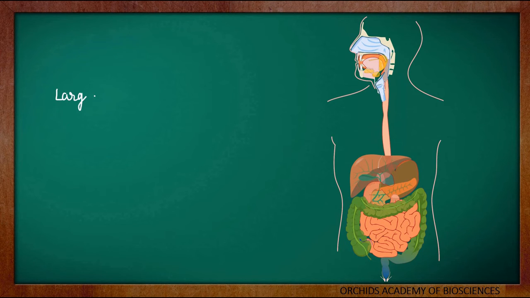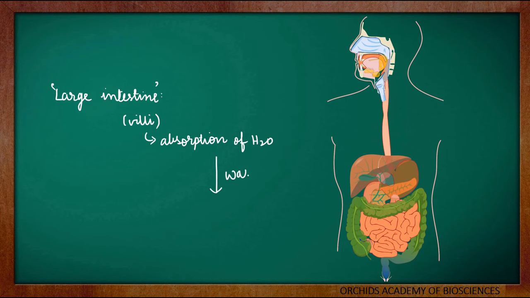Now coming to the large intestine. In the large intestine also, this finger-like projection called villi will be present, and here the function of villi will be absorption of water from the leftover food. Since our body cannot afford to lose water, the water from the leftover food will be taken up by the villi which are present in the large intestine. And finally, after the absorption of water, the waste will be removed through the anus, and this process of removal of waste is called egestion.